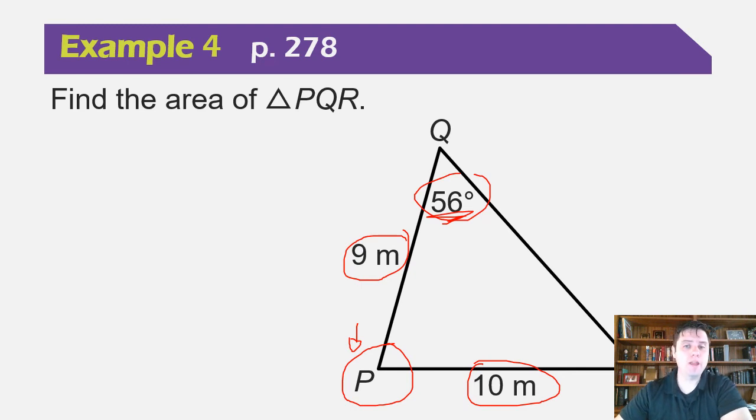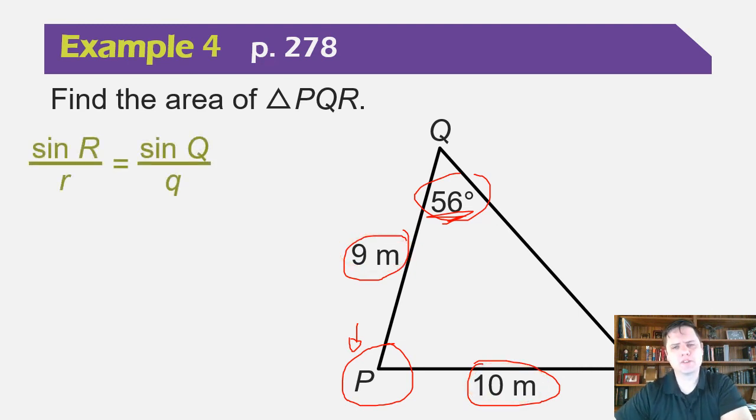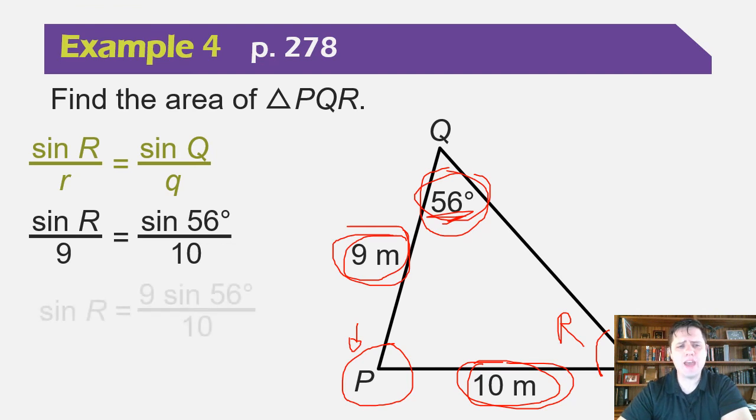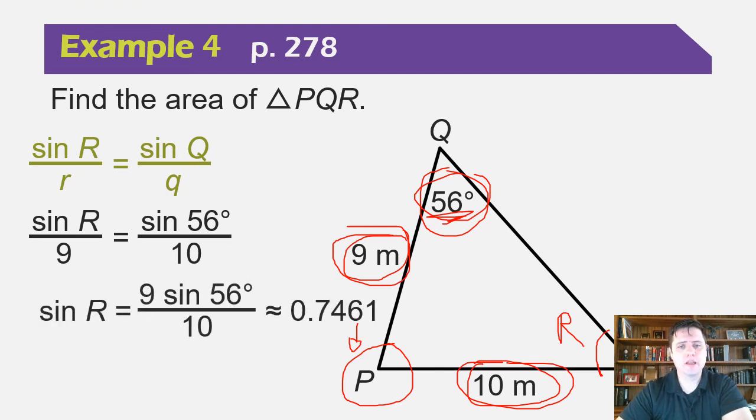So for example, what if we use the law of sines here? Sine R over R equals sine Q over Q. Well, we have here the Q measurement for this angle, and we have Q. And then we'll call this R, and this would be the R angle that we need to solve for. If we do that, we come to an answer of roughly 48.3 degrees.